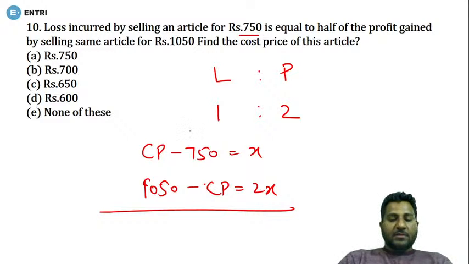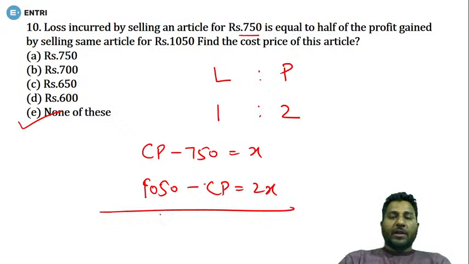Okay. So I hope you all have got the solution. Loss 750, cost price 850, MRP 1050. We don't need the MRP. We don't need to find the MRP. Find the cost price of this article. The answer must be option E. Yes, Manoj Bharti.